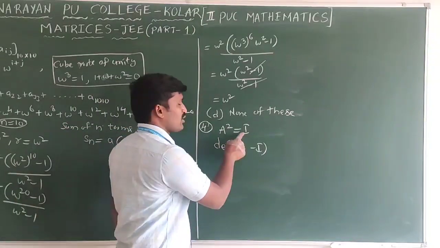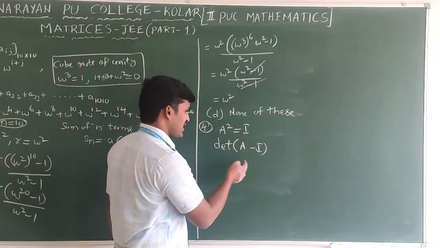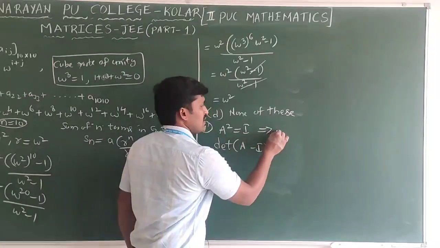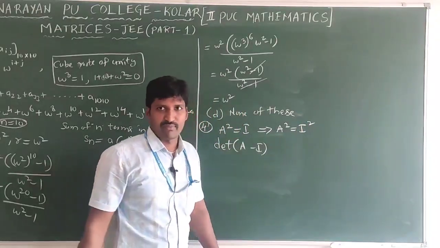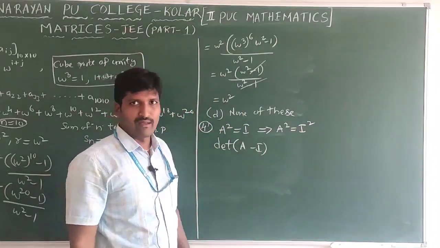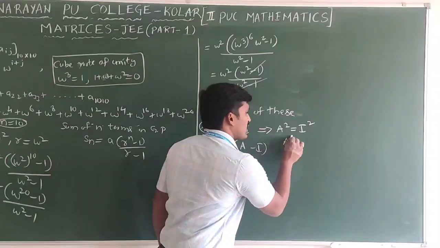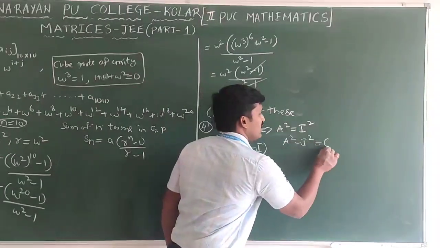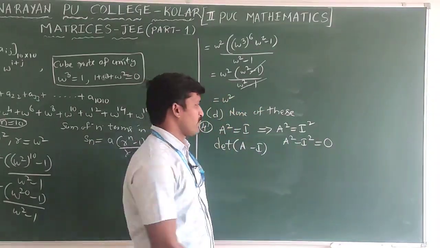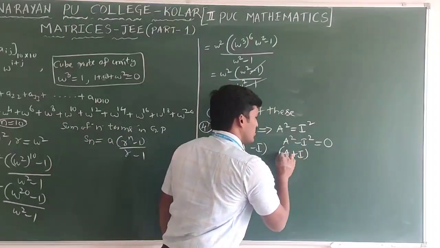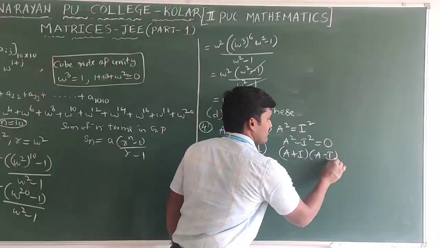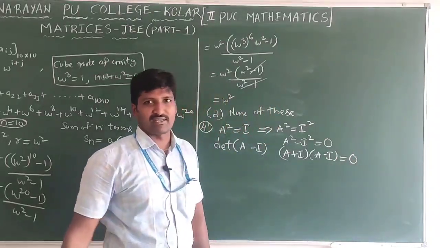Now here A square equal to I is given as the condition. In this, A square equal to I, we can also write I square. It's clearly possible. When that is possible, A square minus I square equals a 0 matrix. If you apply the a square minus b square formula, what will you get? A plus I into A minus I is equal to 0 matrix.